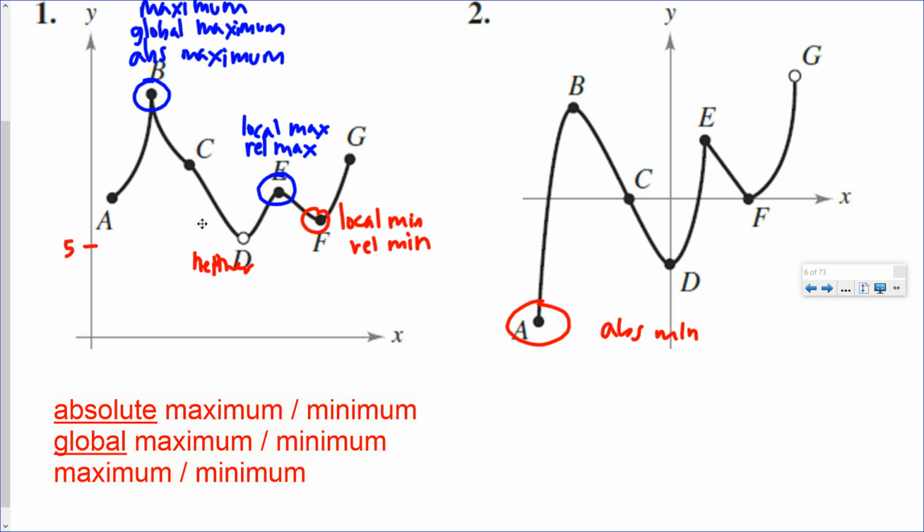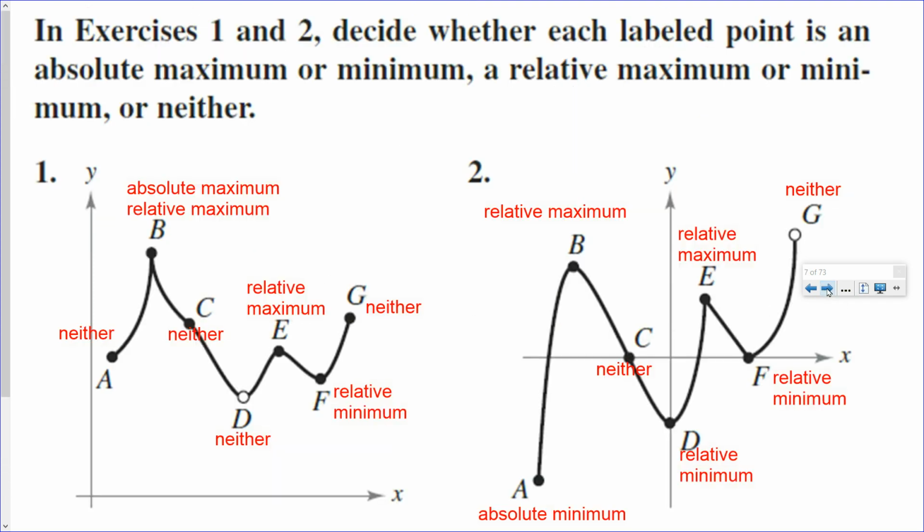Letter E? Local max or relative max. Letter F? Local min or relative min. Can you have a sharp turn? Is it still a relative min? Yeah. Sure. Okay. What about letter G? Neither. Very good. All right. So you guys feel comfortable with that? Okay. So let's go ahead and talk more about the extreme values here.